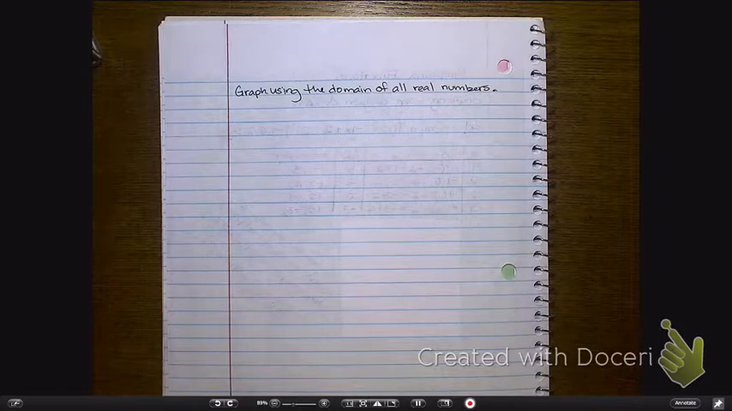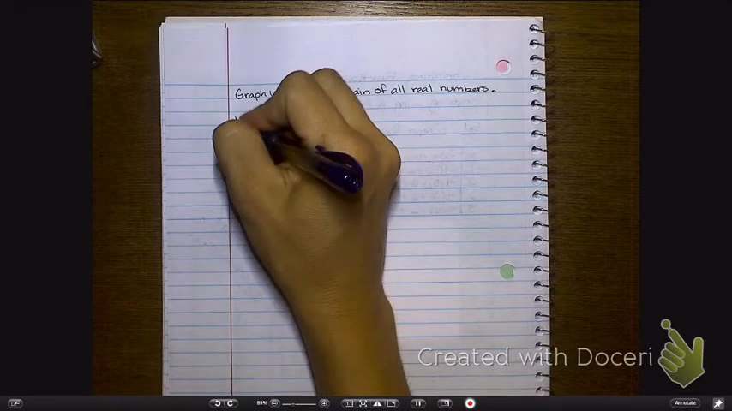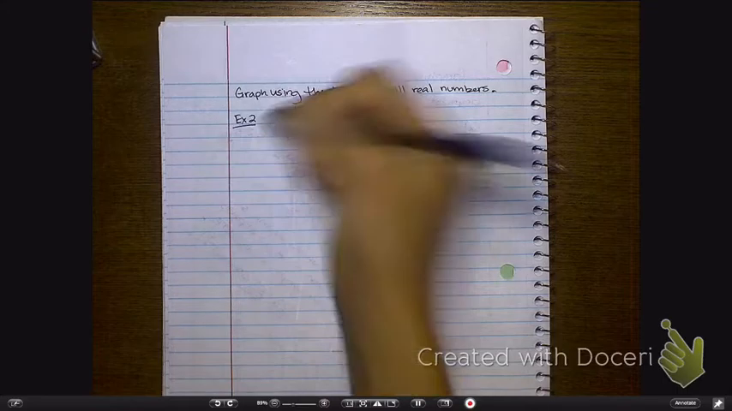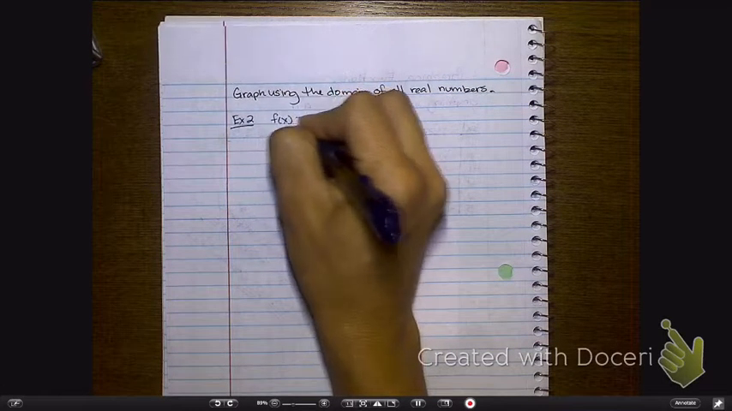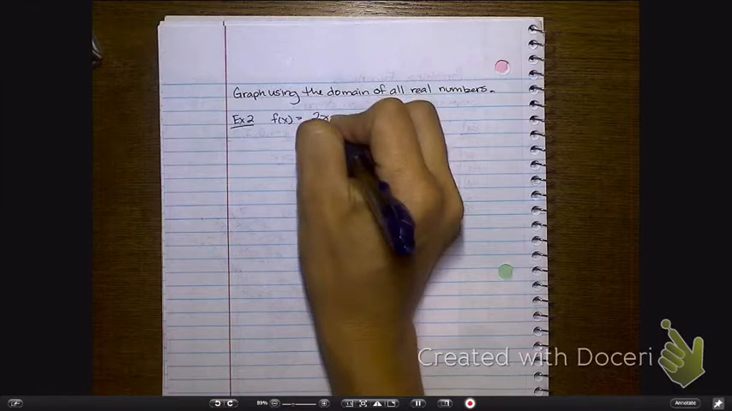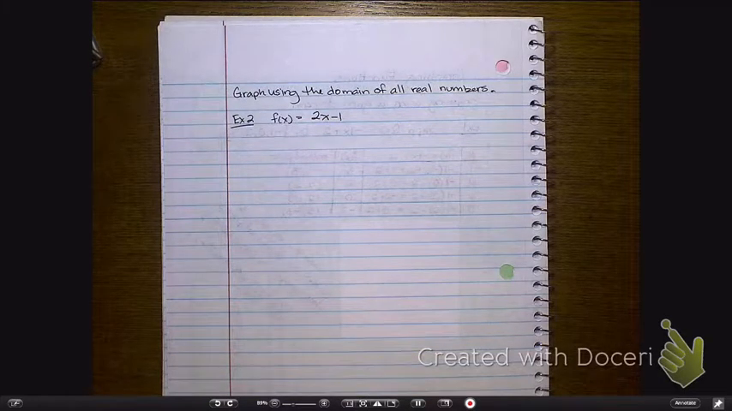We're also going to get to have this function, instead of being discrete, be continuous, because we can use all the numbers in between any points, okay? So we're going to graph for our first example this one, and it is f of x equals 2x minus 1, okay?